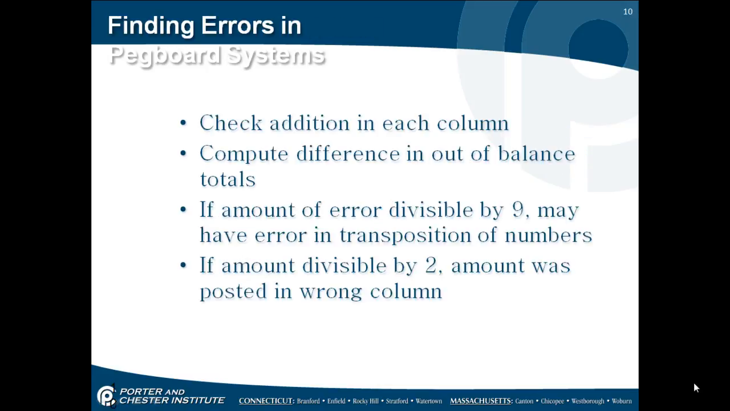Finding errors in a Pegboard system: you have to check your addition in each column, compute differences in out of balance totals. If the amount of the error is divisible by 9, you may have an error in the transposition of a number. If the amount is divisible by 2, the amount was posted into the wrong column.